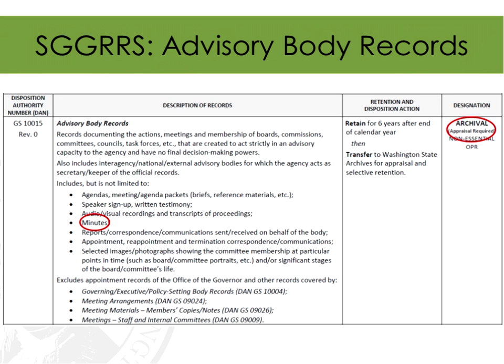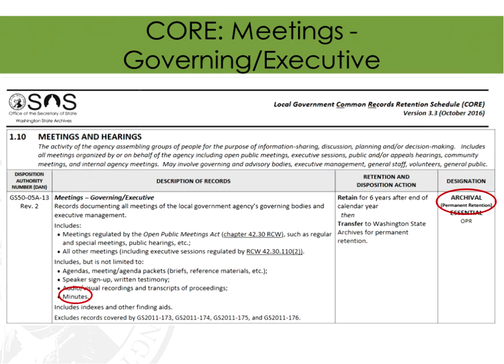Advisory body records, similarly, are described here in the state general schedule. You see these are a slightly different archival designation, appraisal required. And in that case, you can find out more about this from taking one of our other webinars, but appraisal required in brief means that when those records meet their retention period, if your agency does not want to keep them any longer, it needs to contact the archives, and we will appraise those records for their historical value and determine whether they need to come to the archives for permanent preservation.